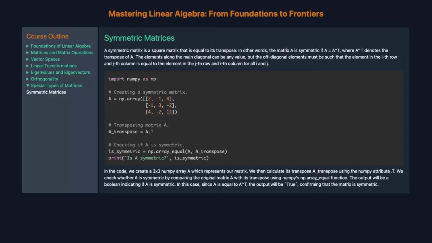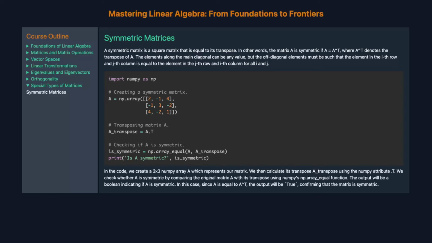In the code, we create a 3x3 NumPy array A, which represents our matrix. We then calculate its transpose, A transpose, using the NumPy attribute .T. We check whether A is symmetric by comparing the original matrix A with its transpose using NumPy's np.array_equal function. The output will be a Boolean indicating if A is symmetric.